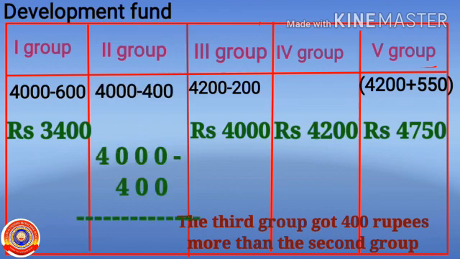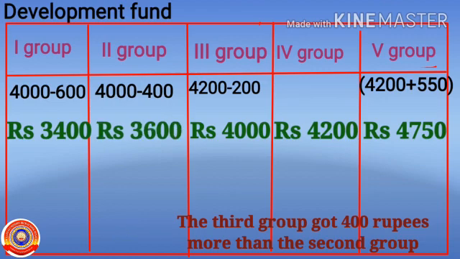4000 minus 400. 0 minus 0, 0. 0 minus 0, 0. We can't subtract 4 from 0, so we have to borrow 1 from this 4 and carry this 0 with the hundreds place. Then, this 0 becomes 10 and this 4 becomes 3. Then 10 minus 4, 6. And 3 is here. 3600. So, the amount raised by second group, 3600 rupees.